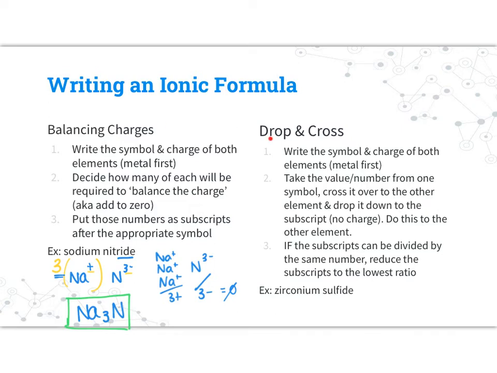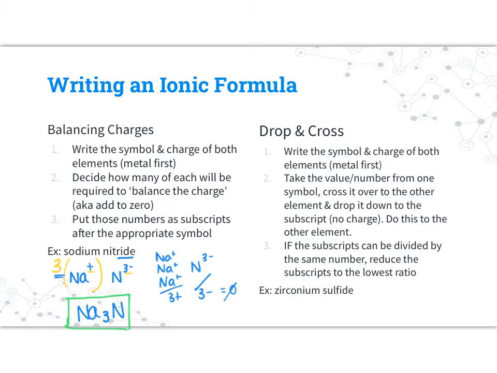The other way is called the drop and cross method. We're going to get the right answer if we do either of these methods. It's really just up to you what you'd like to do instead. So for the drop and cross, what we need to do is we're going to write the symbol and the charge of both elements. Again, the metal goes first. We're going to take the value or number from one symbol and cross it over to the other element, dropping it down as a subscript. We don't carry the charge. Leave the positive and negative behind. Do this to the other element. If the subscripts can be divided by the same number, reduce the subscripts to the lowest ratio.